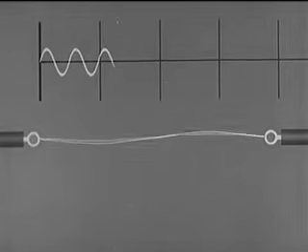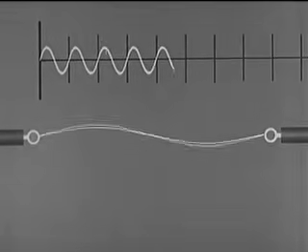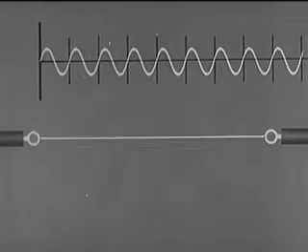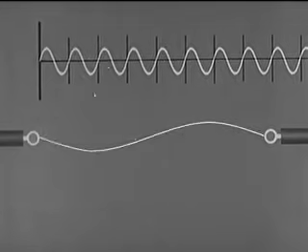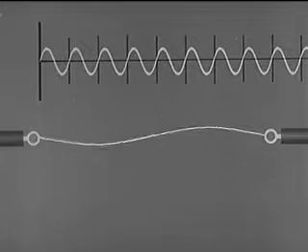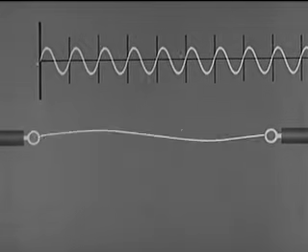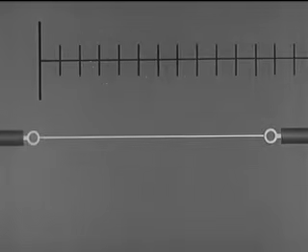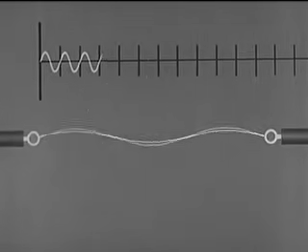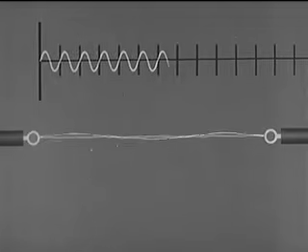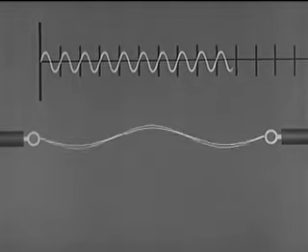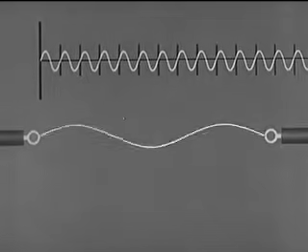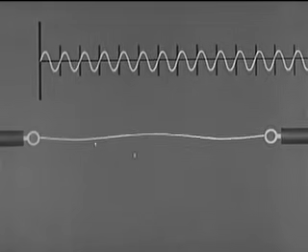If the string vibrates in two segments, it produces a wavelength that's 1/2 that of the fundamental. This is the first overtone, which may be called the second partial. Since wavelength is inversely proportional to frequency, the frequency of the first overtone is twice that of the fundamental. When the string vibrates in 3 segments, it produces its second overtone, the third partial. Here, the frequency is 3 times that of the fundamental.